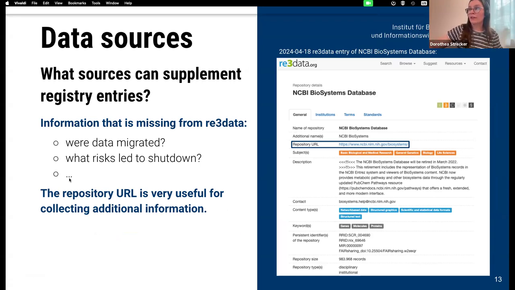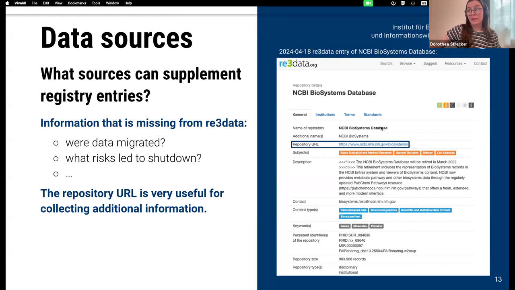Here I have an example of a re3data record. I screenshotted this entry a couple of days ago. And here you can see the information you can get from a registry. You can get some basic information like the name, a repository URL, the subjects or content types the repository caters to, as well as a short description, identifiers in other registries. And then you would also be able to get information on the institutions that operate the repository, general terms and conditions, and the standards the repository has implemented.